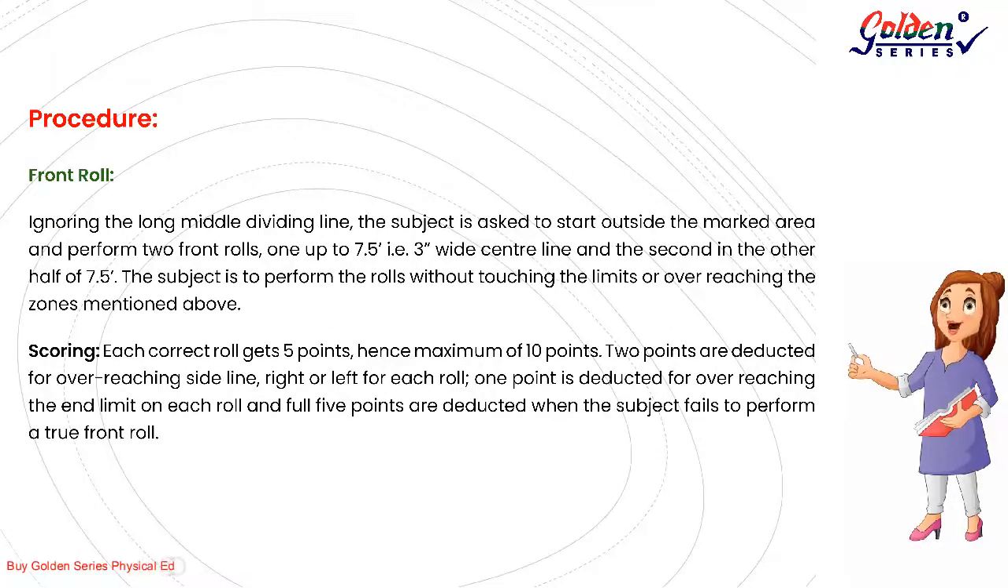Procedure. Front roll. Ignoring the long middle dividing line, the subject is asked to start outside the marked area and perform 2 front rolls, one up to the 7.5 foot, 3 inch wide center line and the second in the other half of 7.5. The subject is to perform the rolls without touching the limits or overreaching the zones mentioned above. Scoring. Each correct roll gets 5 points, hence a maximum of 10 points. 2 points are deducted for overreaching the sideline, right or left, for each roll. 1 point is deducted for overreaching the end limit on each roll and a full 5 points are deducted when the subject fails to perform a true front roll.